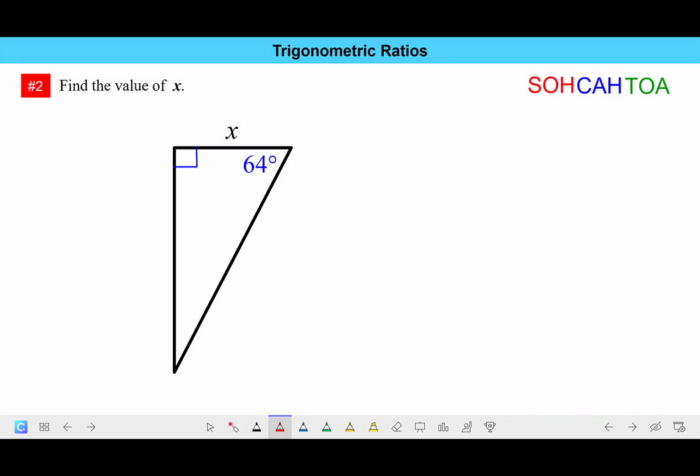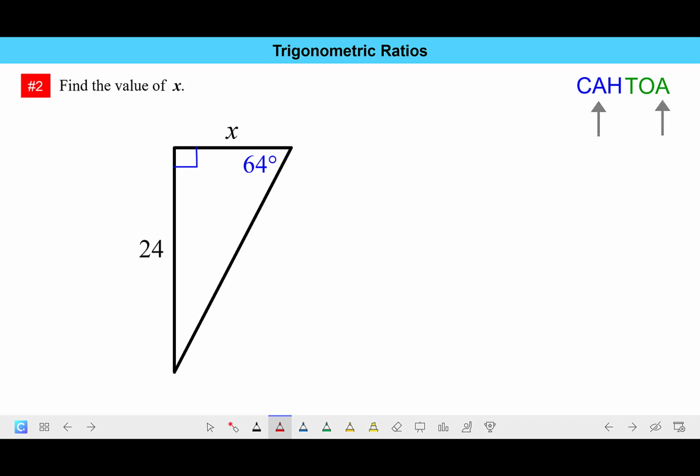Okay, so let's try another problem. Go ahead and make this diagram, and we're looking for x. I'm going to speed this up a little bit to get us where we need to go. So here's our angle. This is our angle of interest, and right now, like before, we have the adjacent to this. So again, we're going to probably use one of these.